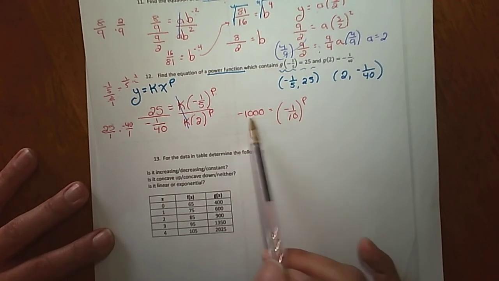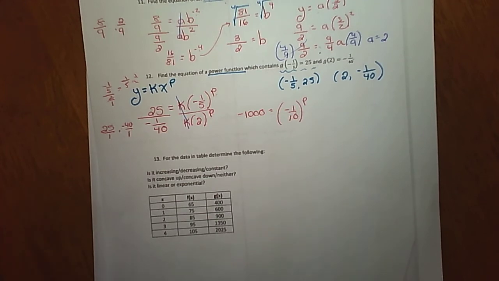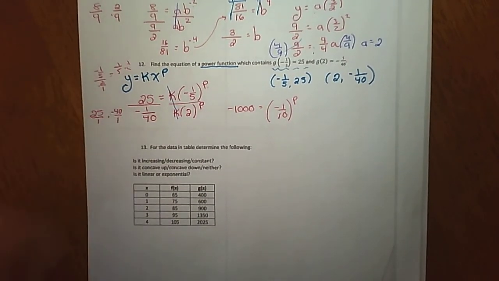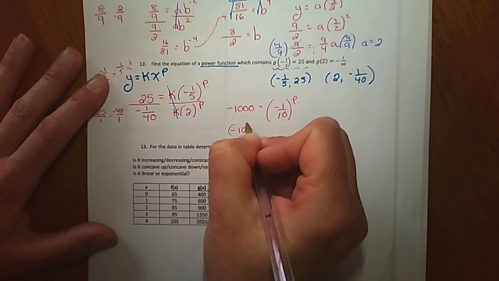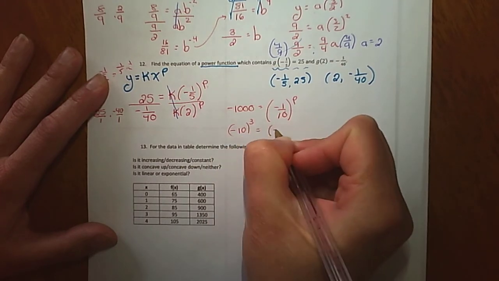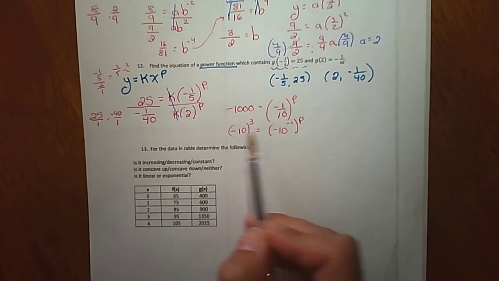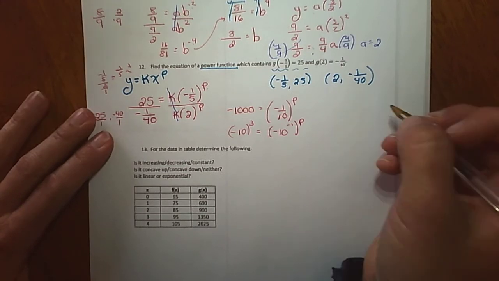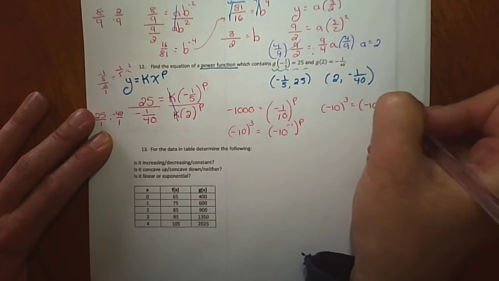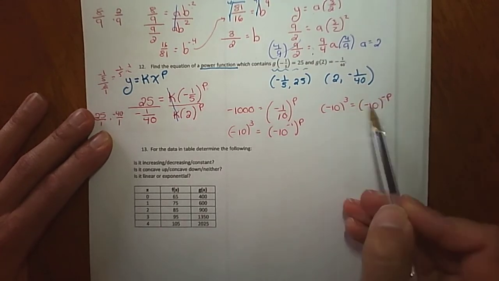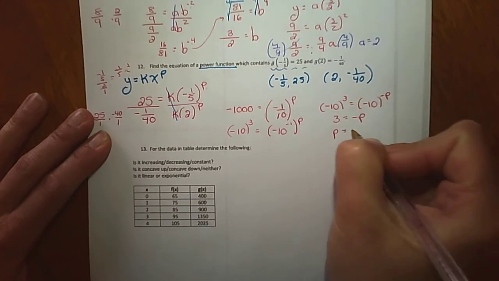Now, we can make these common bases, right? What number do both 1,000 and 10 and 1/10 come from? Hope you're thinking it comes from 10, right? So this guy would be negative 10 cubed. This guy would be negative 10 to the negative 1 power, like that. Making common bases. So this now becomes negative 10 cubed equals negative 10 to the negative p power. Since the bases are the same, that means 3 has to equal negative p. So p is negative 3.